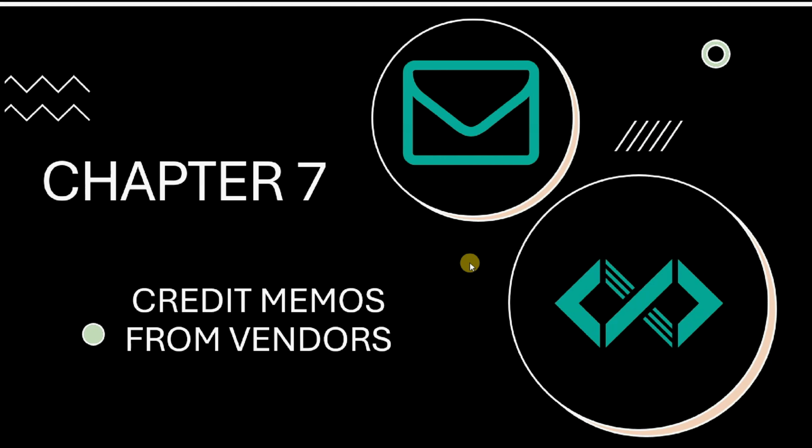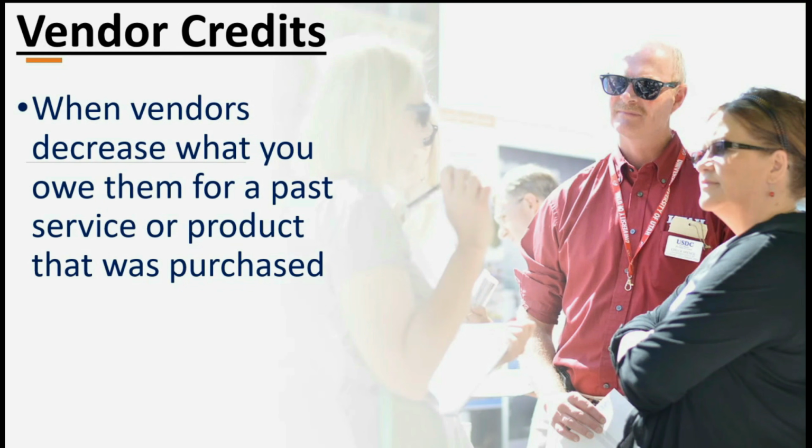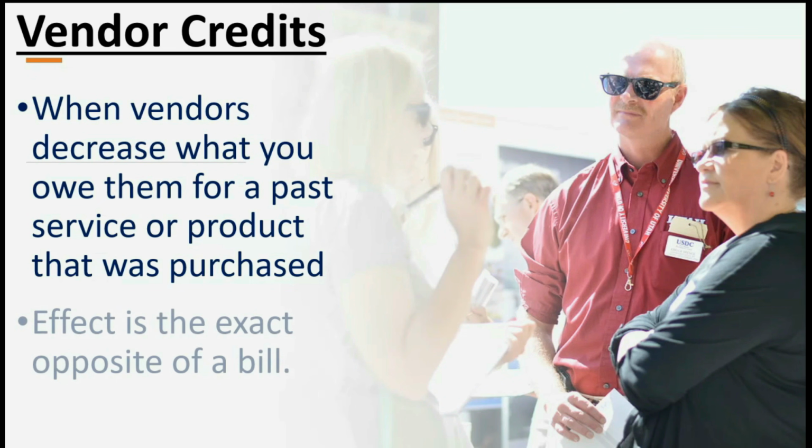Chapter 7. Credit Memos from Vendors. When vendors decrease what you owe them for a past service or product that was purchased, they usually give you a document called a vendor credit memo. The effect of recording this is exactly the opposite of when you recorded the original bill. So what happened when you entered the bill that you're now getting credit for?